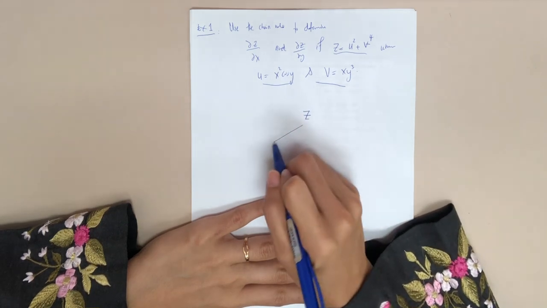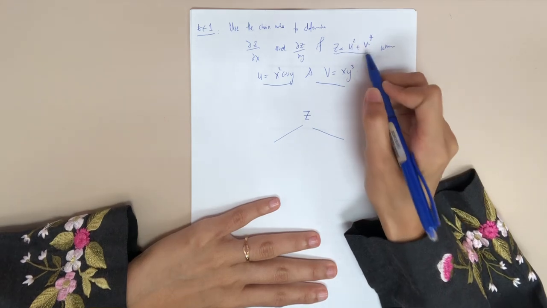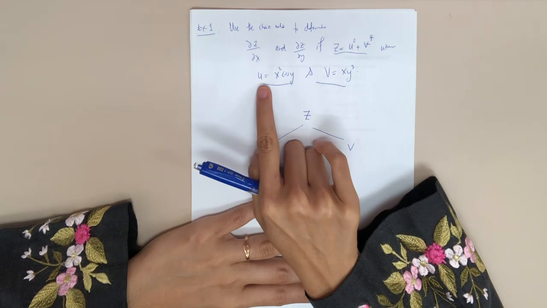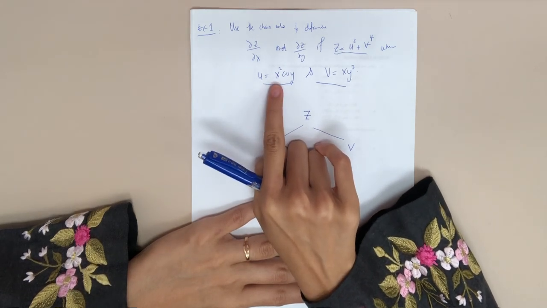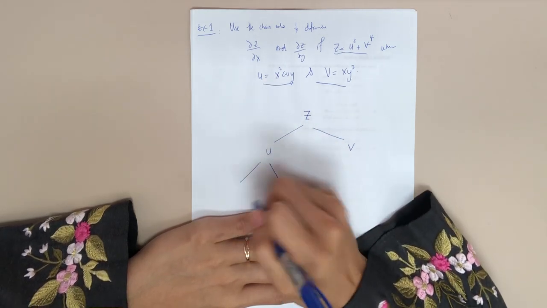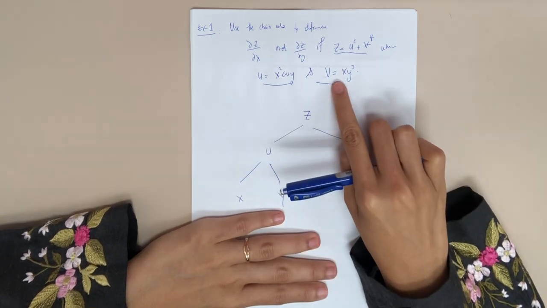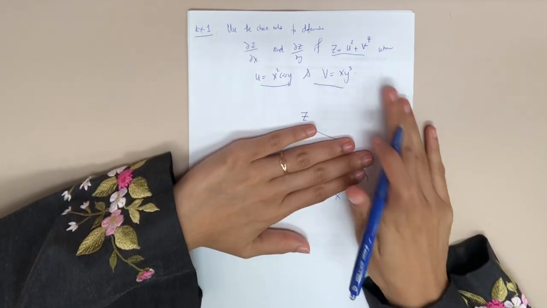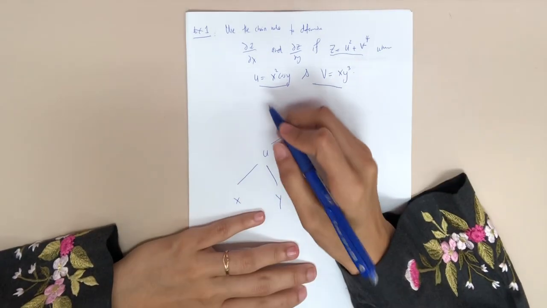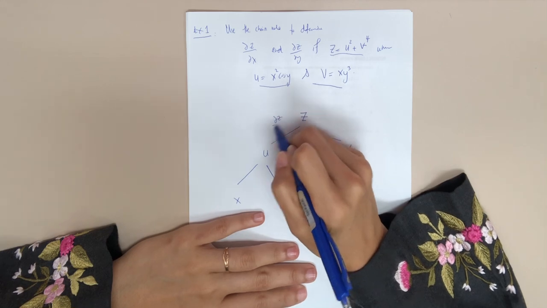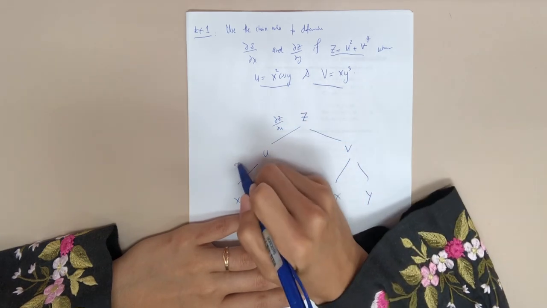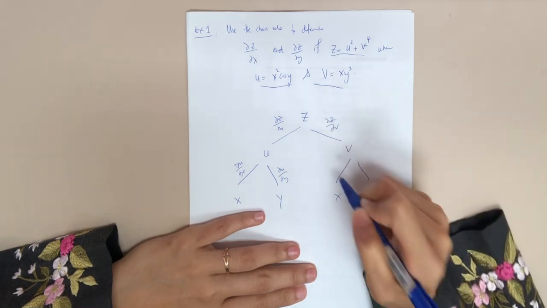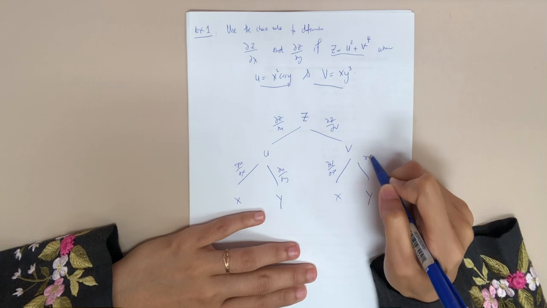Okay, and then under z they have the variables u and v. Then under u they have another two variables, which are x and y. Same thing for v, we have x and y. So now just fill up the branches: dz/du, du/dx, du/dy, dz/dv, dv/dx, dv/dy.